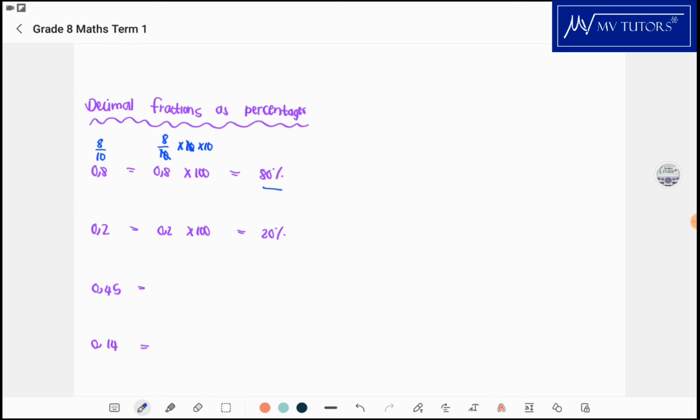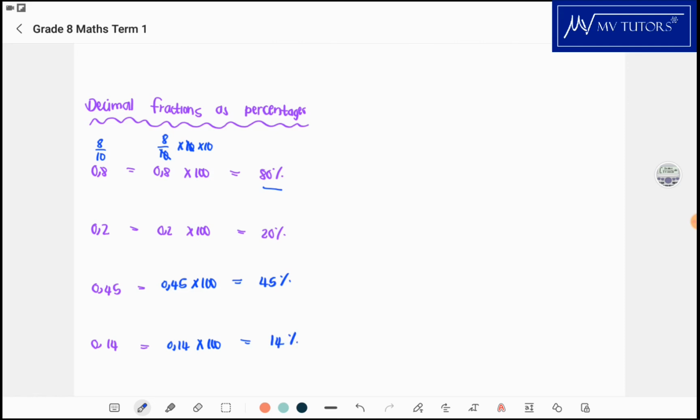So you get 80%. And then 0,2, you're just going to take that, multiply by 100, and you're going to get 20%. 0,45, we're just going to take that again and multiply by 100 because we want to get it to a percentage. And that's just going to be 45%. And 0,14, we're just going to take that, multiply by 100, and that's going to be 14%.